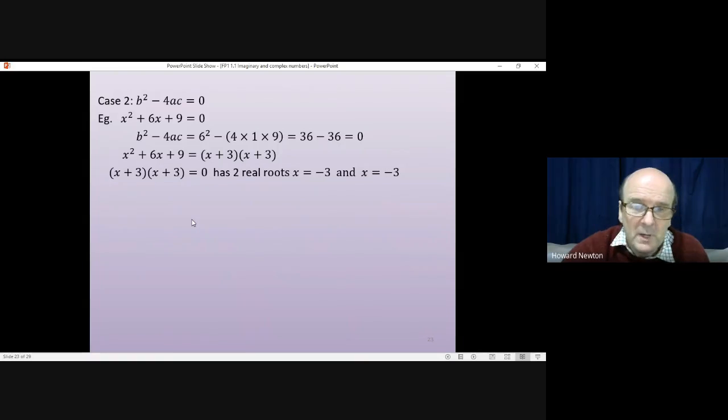And solving the equation, there are still 2 real roots. So x equals minus 3 from that bracket, and x equals minus 3 again from that bracket. 2 roots, but they are the same as each other. The normal thing to say would be that the equation has got repeated roots.